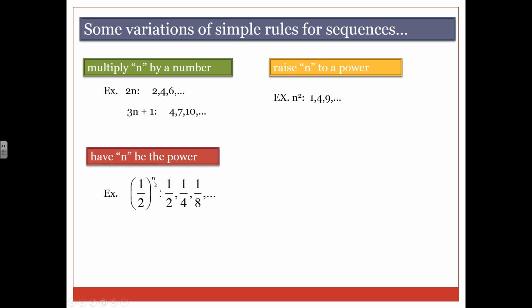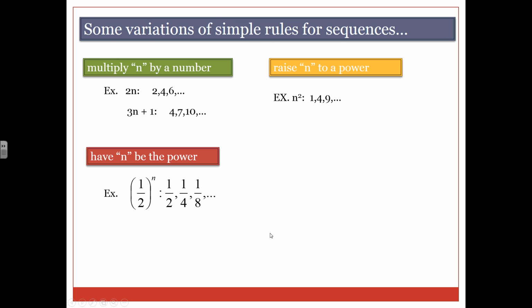Or you can have n be the exponent or the power. So it's kind of like our exponentials that we just dealt with in chapter 6. So like 1/2 raised to the nth power means I'm doing 1/2, and then I square and I get 1/4, and then I cube it and I get 1/8.